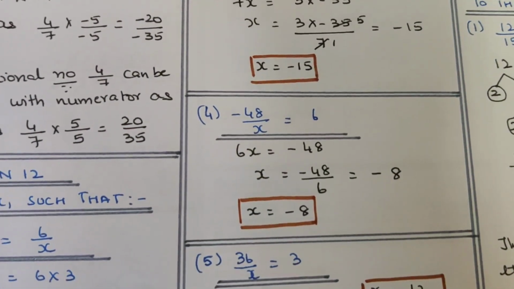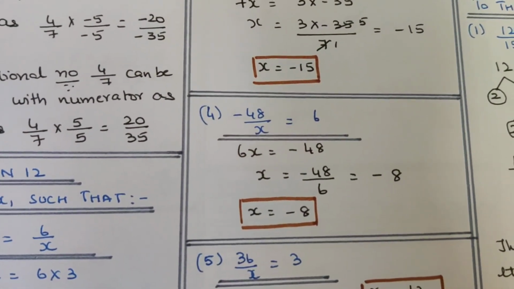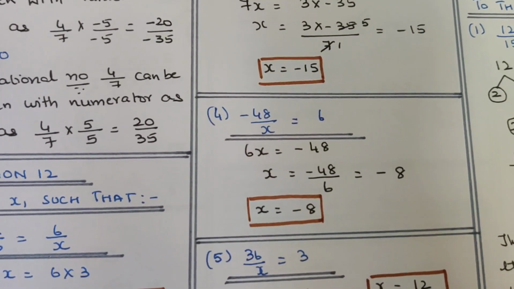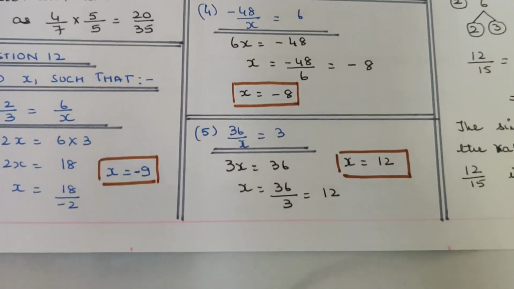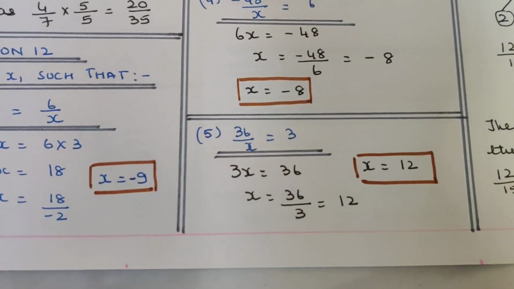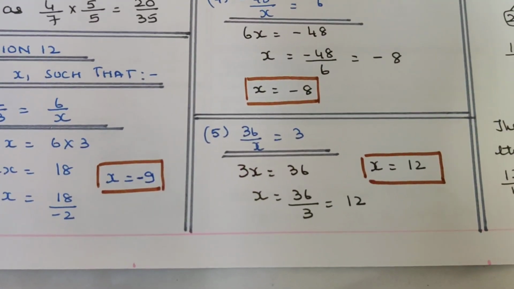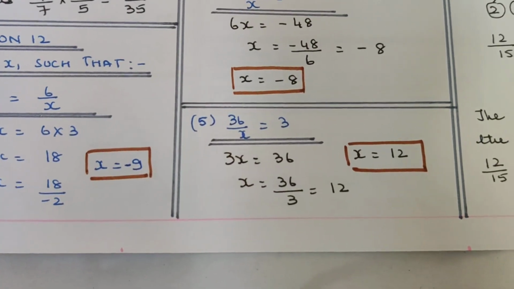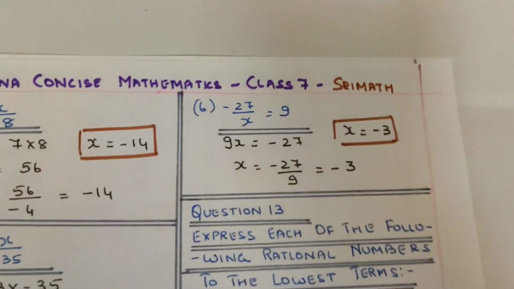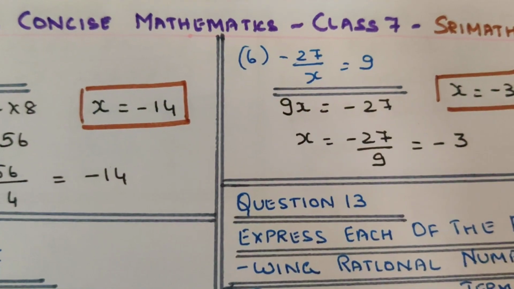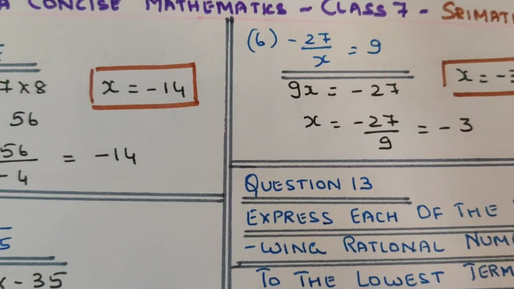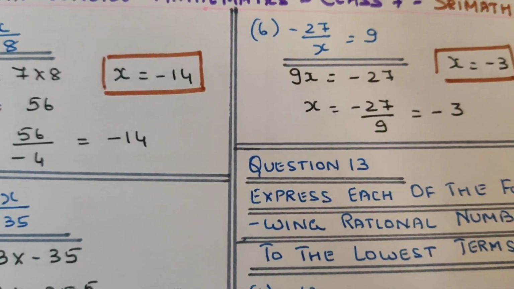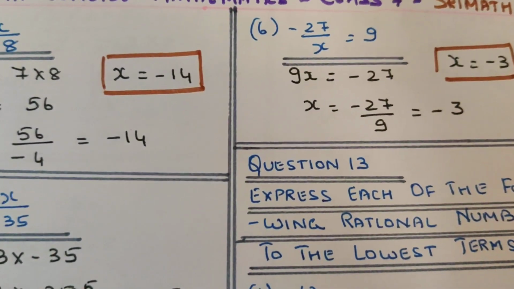Next one is minus 48 by x is equal to 6. Therefore, 6x is equal to minus 48. x is equal to minus 48 by 6. That's equal to minus 8. The fifth one, 36 by x is equal to 3. Therefore, 3x is equal to 36. x is equal to 36 by 3, and x turns out to be 12. The last one, minus 27 by x is equal to 9. 9x is equal to minus 27. x is equal to minus 27 by 9. x is equal to minus 3.